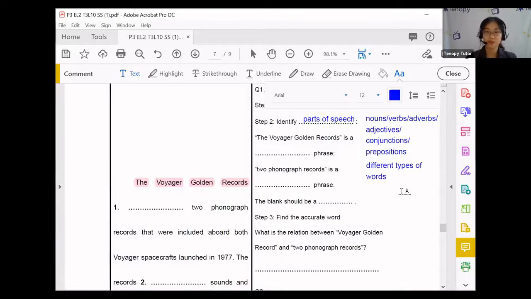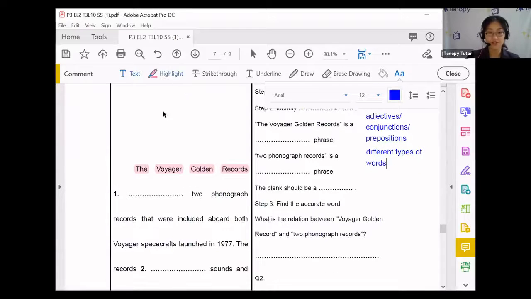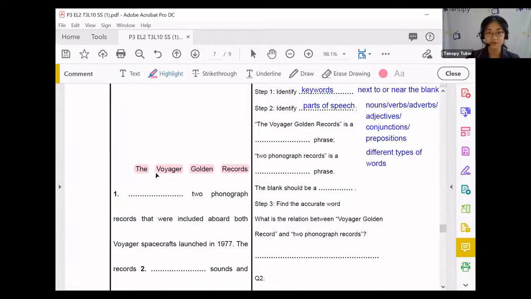As we have read just now and highlighted, the Voyager Golden Records, that's our first keyword, a phrase. Our second keyword, also a phrase, is two phonograph records. Those are the two phrases immediately before and immediately after the blank. Thank you, Roshan.